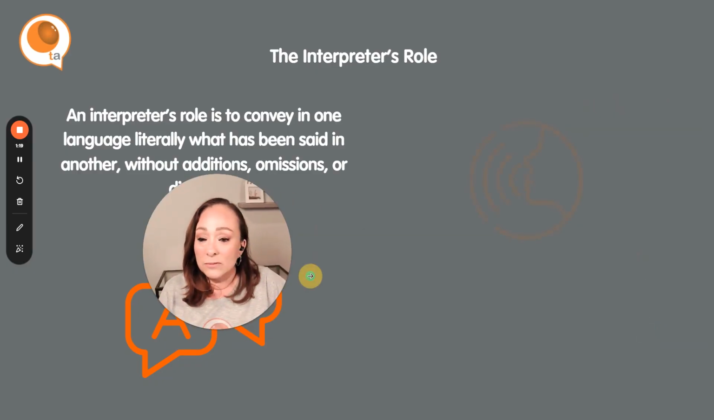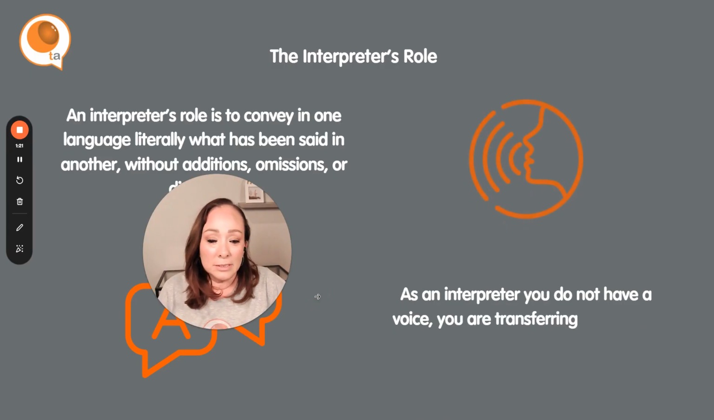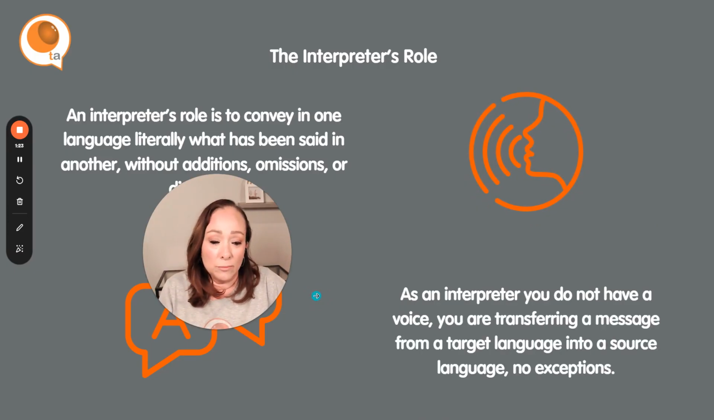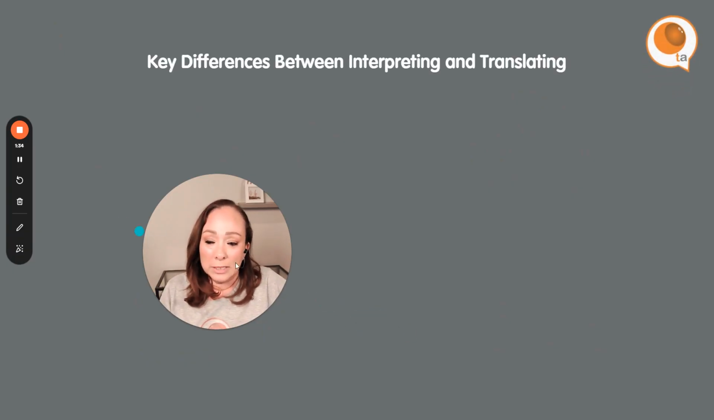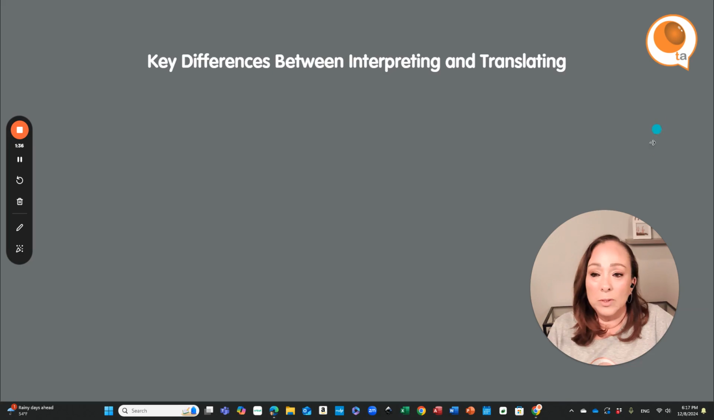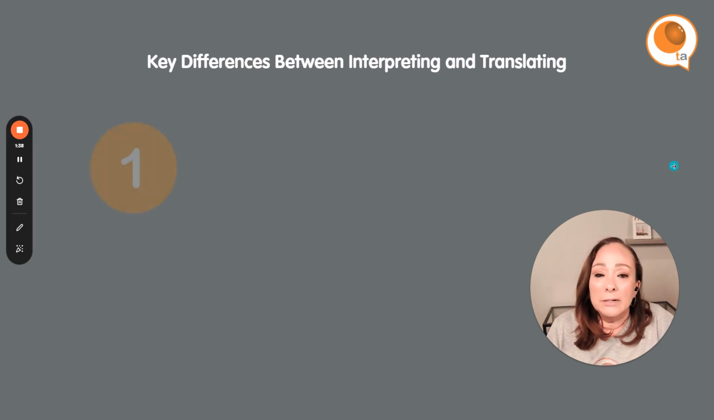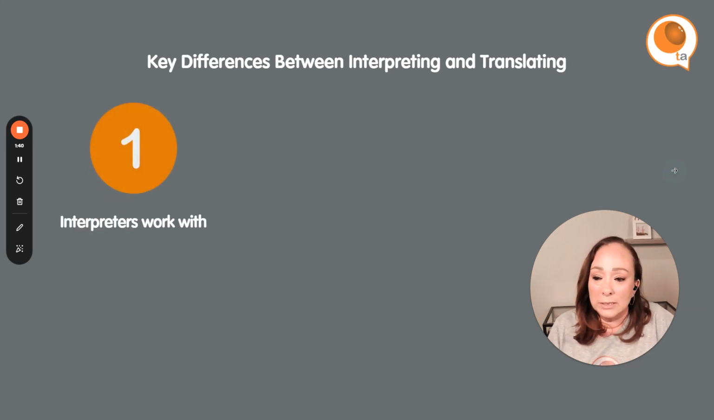Why is this? This is very important because as an interpreter, you do not have a voice. You are transferring a message from a target language into a source language, no exceptions. And we'll talk about this more in detail when we go through the areas where we interpret and the different modes. So what are the key differences between interpreting and translating?